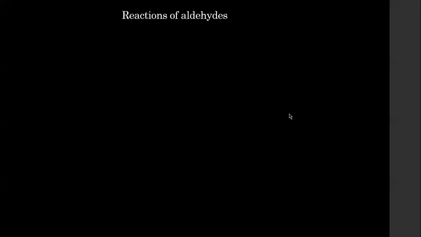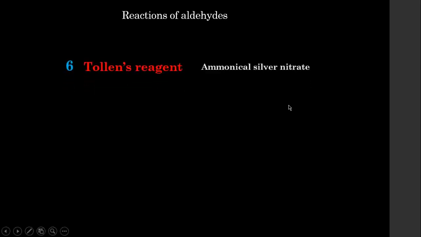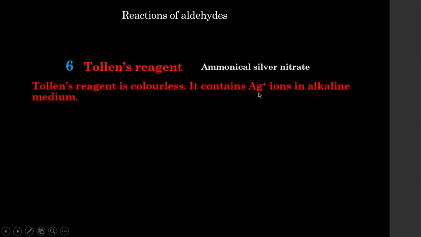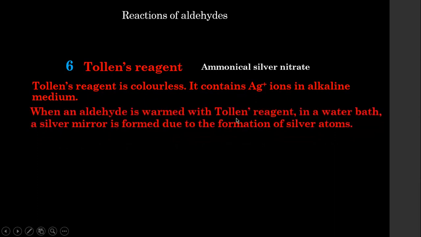Remember I told you earlier that this Tollens reagent is something also known as ammoniacal silver nitrate solution. It's something we always make in the laboratory before an experiment. This solution, Tollens reagent, contains silver ions. And it is also in alkaline medium. And this has no color.